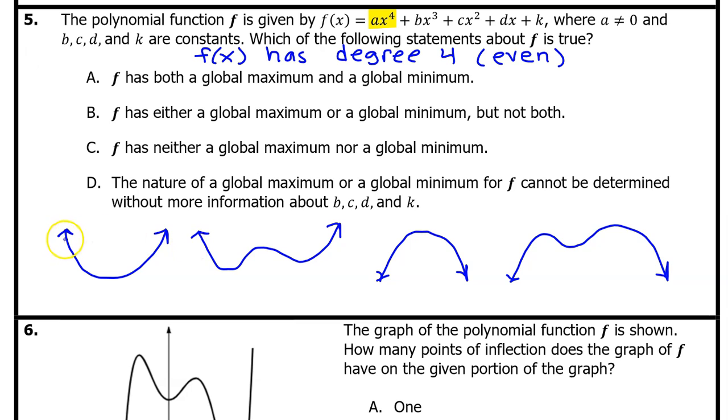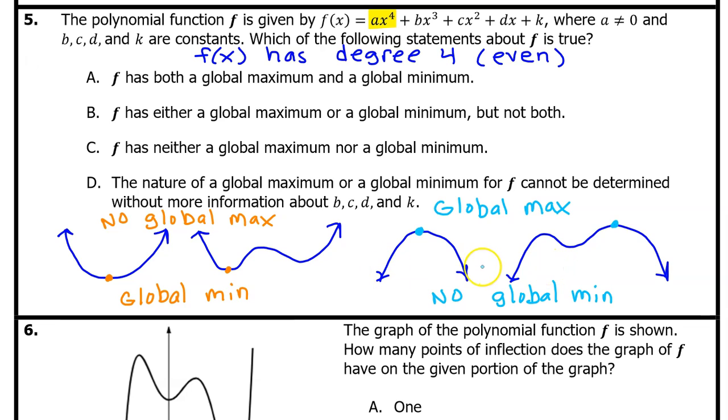Even degree polynomials have the same end behavior on the left and the right. So either it's rising on the left and rising on the right, like both of these, or it's falling on the left and falling on the right, like these. If the polynomial is rising on both sides, there's going to be a global min somewhere, but no global max. If the polynomial is falling on both sides, there's going to be a global max somewhere, but no global min. So we can see that there's going to be one or the other, global max or global min, but not both. So the answer is B. F has either a global max or a global min, but not both.